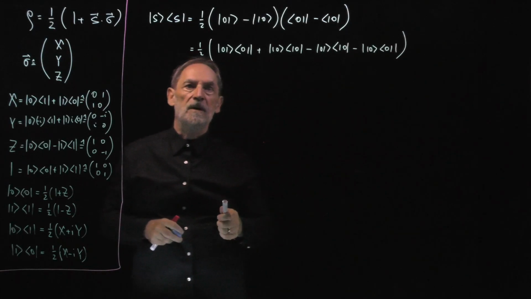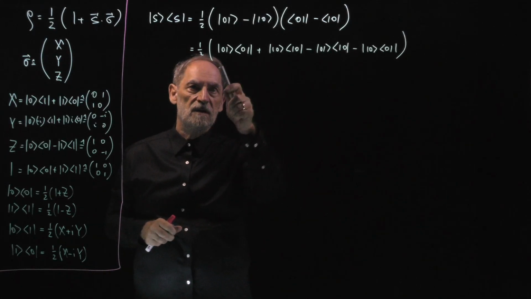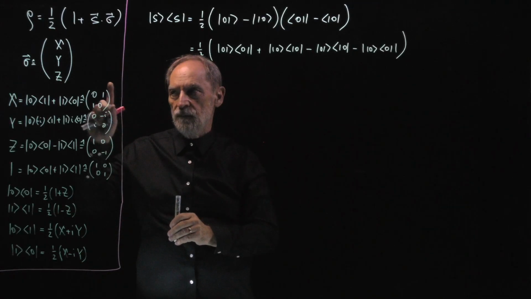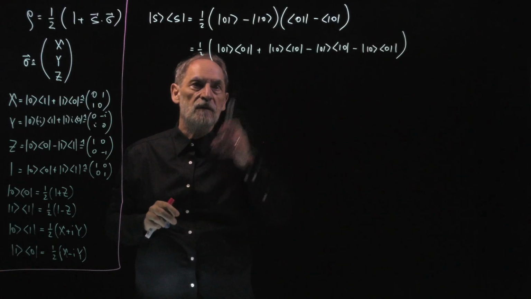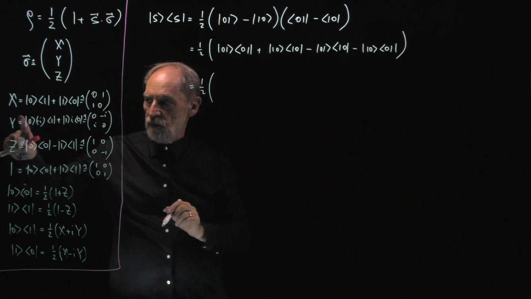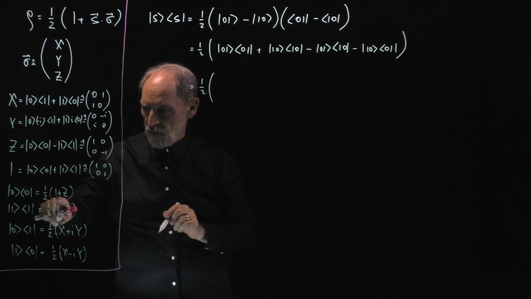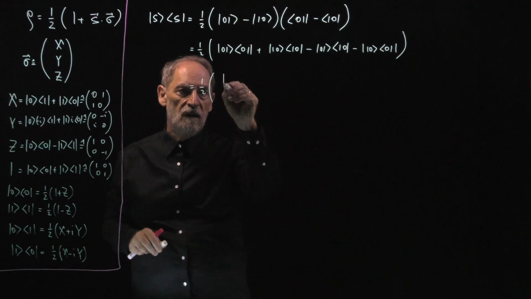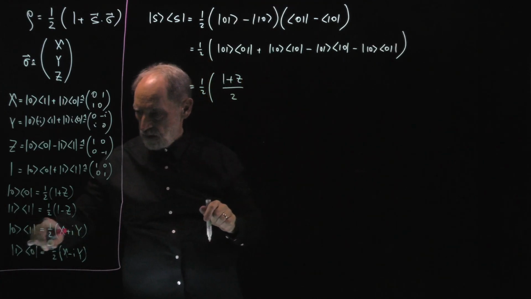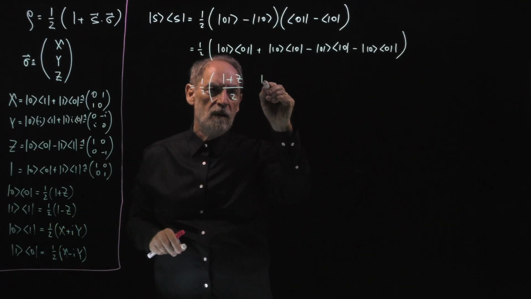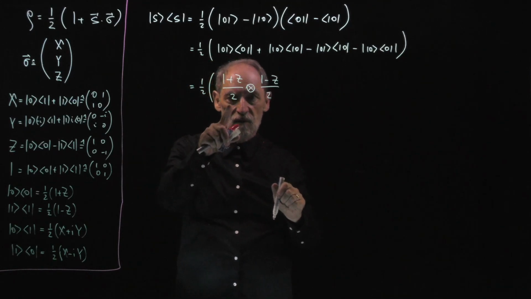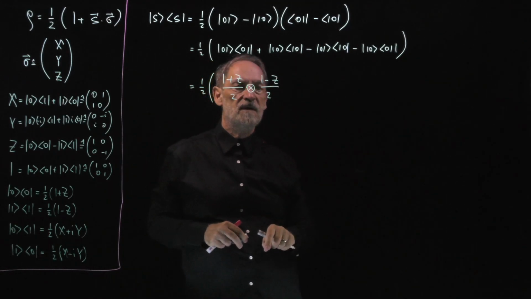And now let's remember that these are tensor products. So this is a tensor product of 0, 0 for the first qubit and 1, 1 for the second qubit. 0, 0 for the first qubit is just half of 1 plus z. So this is half of 1 plus z for the first qubit, and the 1, 1 is 1 minus z. So it will be 1 minus z for the second qubit. And there's a tensor product between this operator for the first qubit and this operator for the second qubit.